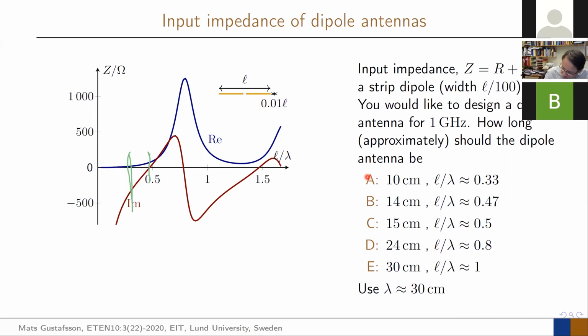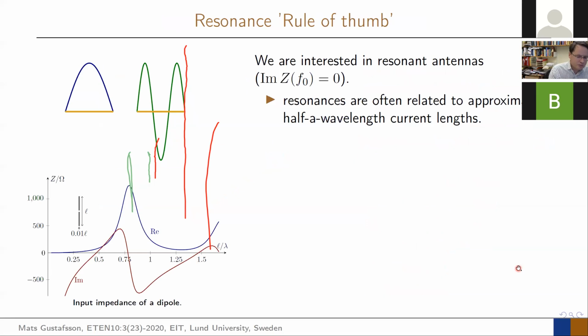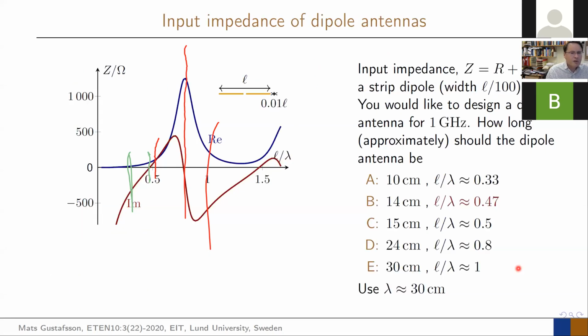If you go to C, you are sitting up here, 0.5. Okay, I couldn't draw it precisely. So that means that you have some radiation resistance and you also have positive reactance, so it's inductive. At 0.8, you are up here. That is D. And of course, E is somewhere here, a wavelength. So what is the answer to this? Of course, it depends what you would like to do with it also. You should have 0.47 if you would like your antenna to be resonant.